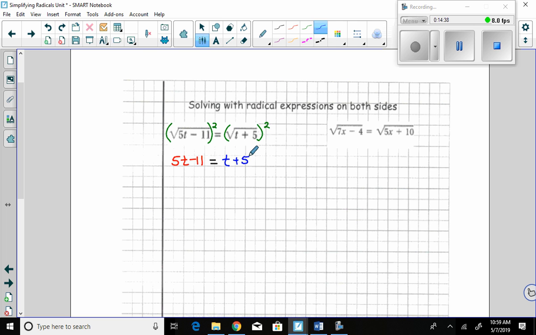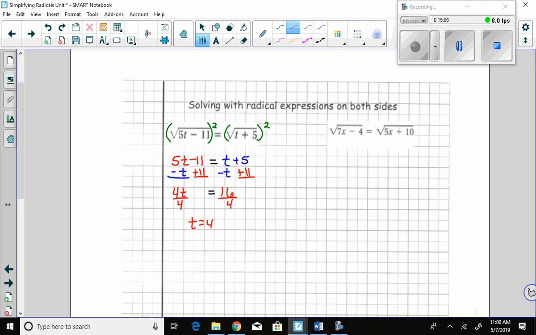Right? Now, shoot, we did this at the beginning of the year, right? I'll subtract t from the other side. Doesn't really matter where you start. I'm going to get what? 4t. And hey, while I'm at it, I might as well add 11 to both sides. And on the other side, I'm going to have 5 plus 11, and I get what? 16. And then I divide by 4. And so t is 4.